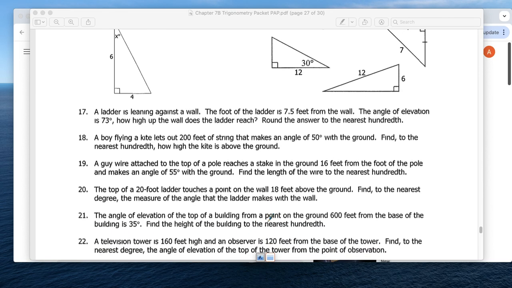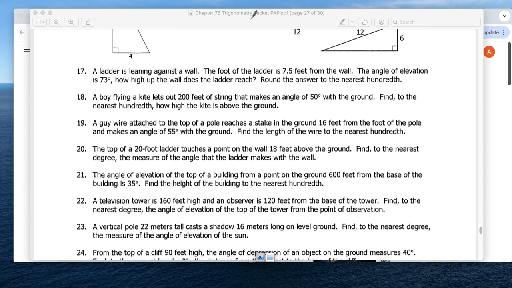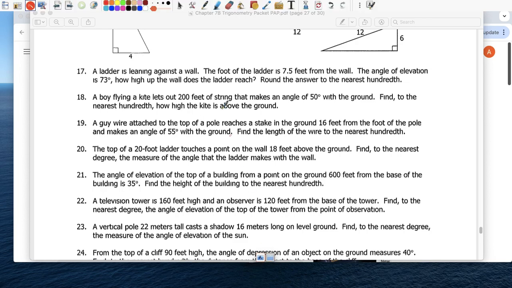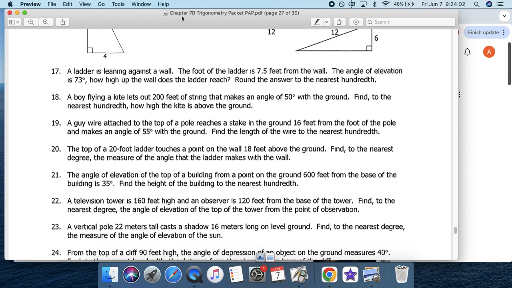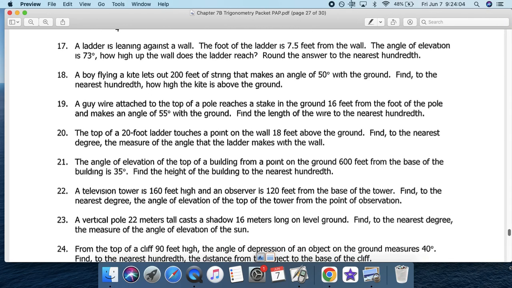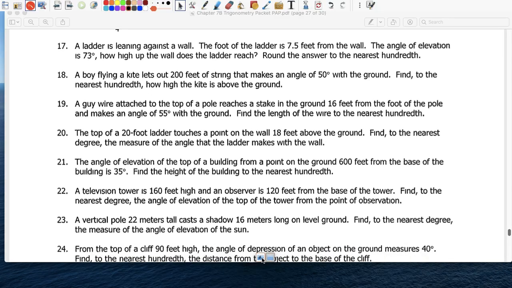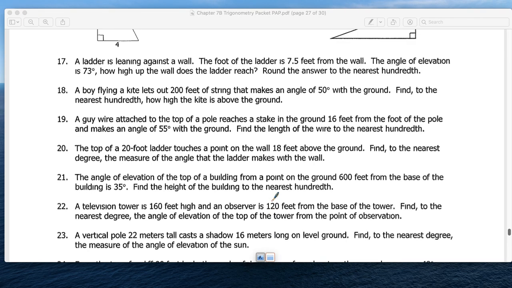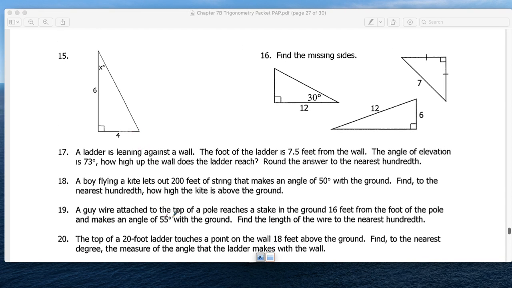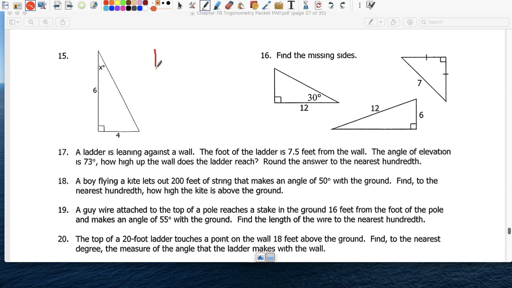20. Let me see where I can draw this. So 20, the top of a 20-foot ladder touches a point on the wall 18 feet above the ground. There's no room to draw this. All right, so I'll draw it right here. Again, there's a wall, and there's a ladder. There's the ground. Draw the ladder.